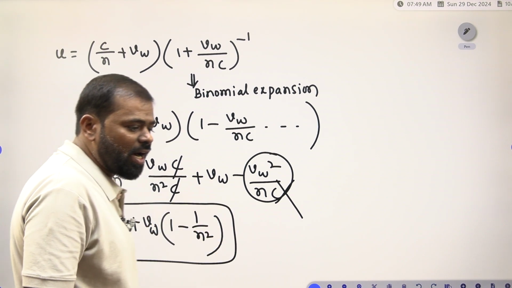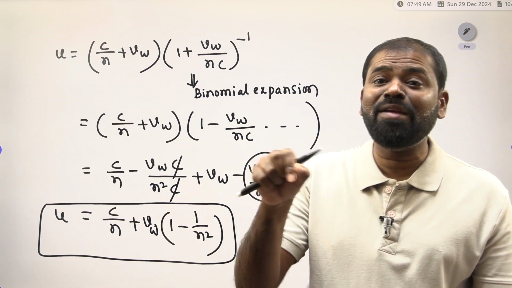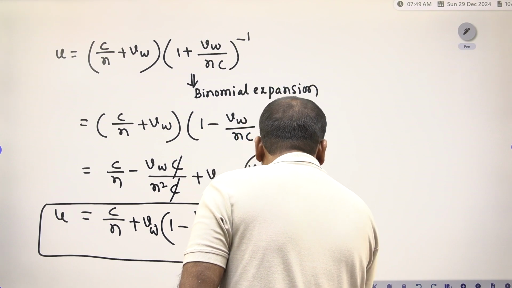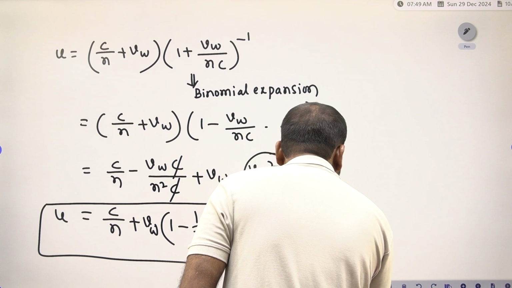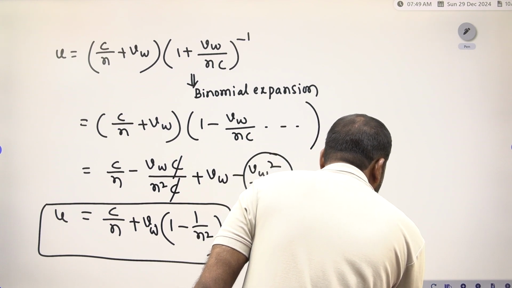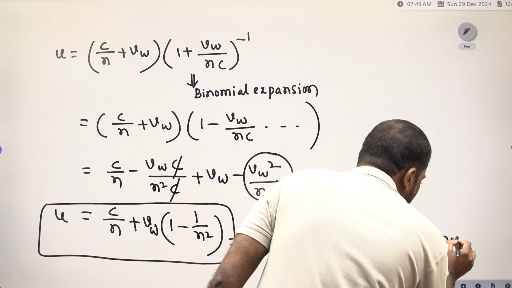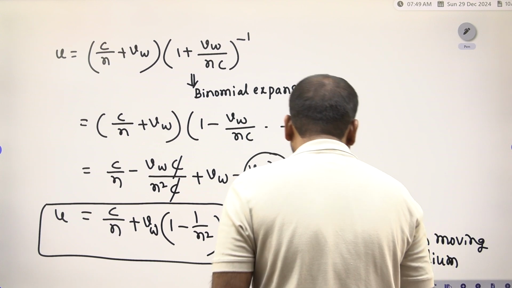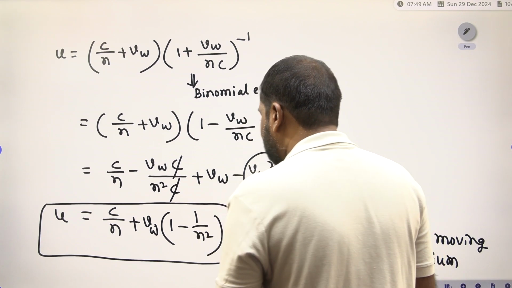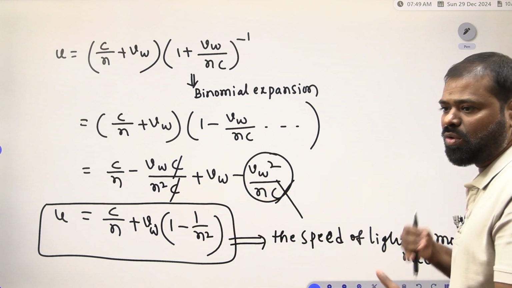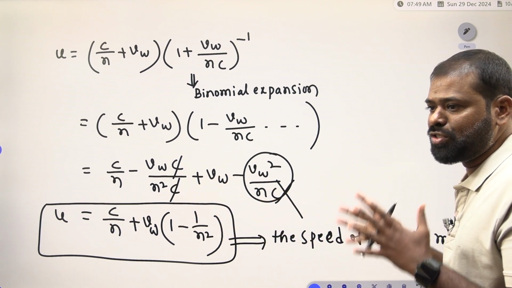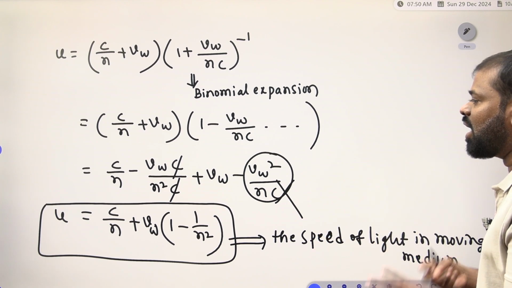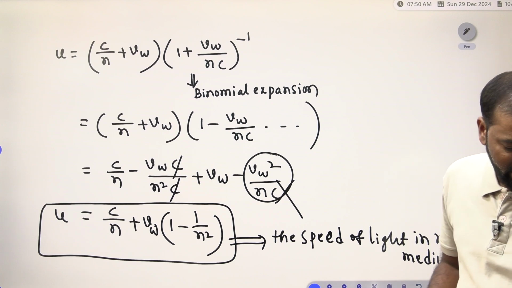Which is equal to u, this is the speed of light in moving medium. So you have to remember this formula. This is the speed of light in moving medium. This is very important, you have to remember this one. So the speed of light in moving medium is u is equal to c by n plus vw into 1 minus 1 by n square. This is very important, like this we have to calculate in our examination.